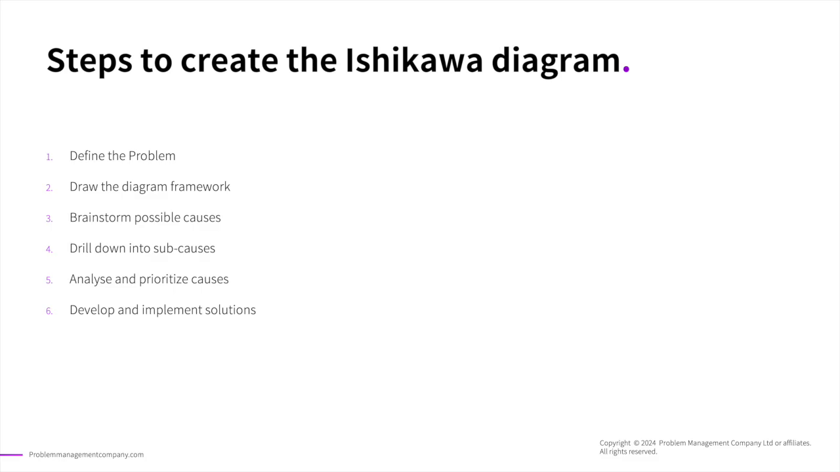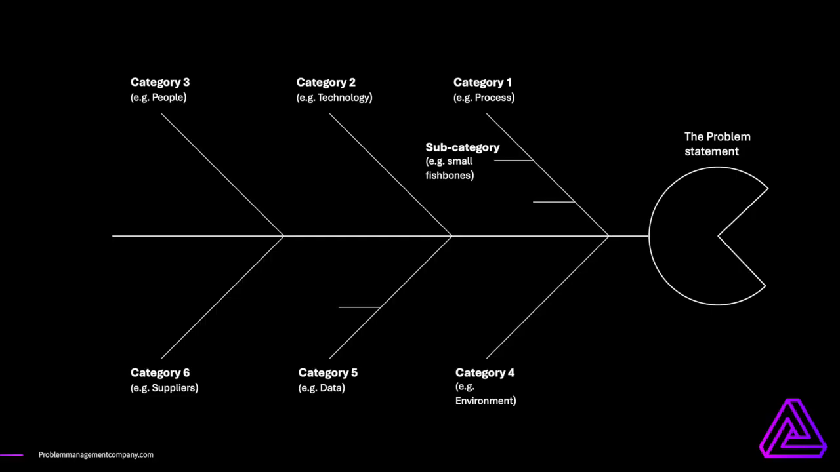Step 4. Drill down into sub-causes. For each identified cause, drill down further to identify sub-causes. Continue asking why for each major cause until you identify specific issues that can be addressed. For example, technology, insufficient server capacity. Why? Servers are not properly monitored for capacity usage. Why? Lack of proactive capacity planning. In the people category, lack of training on application scaling. Why? No formal training programs on performance management. You'll recognise this from the 5 whys methodology, which works perfectly with the Fishbone diagram.